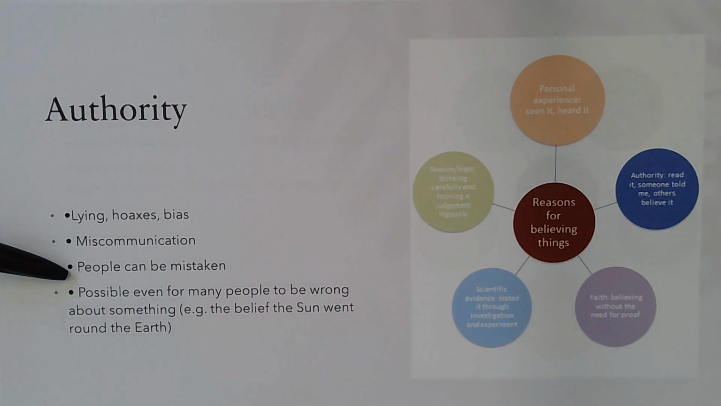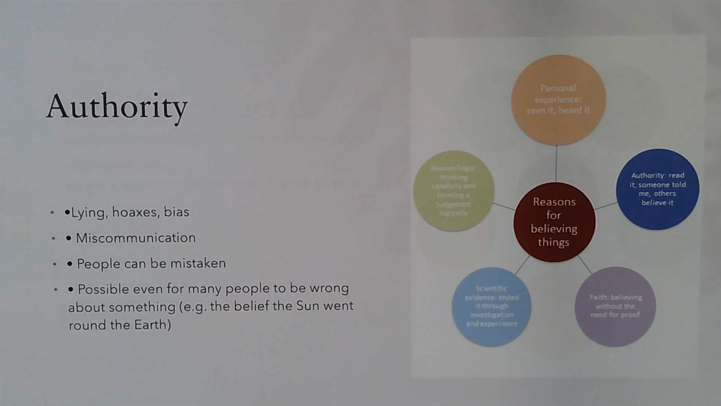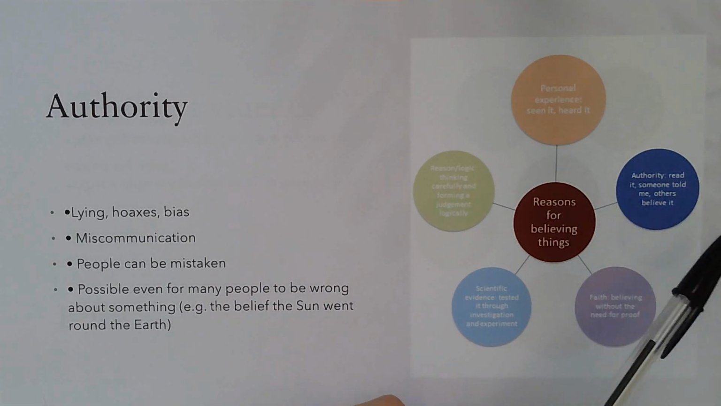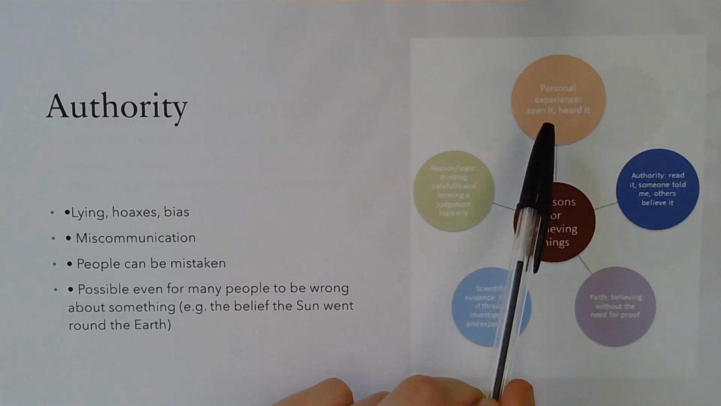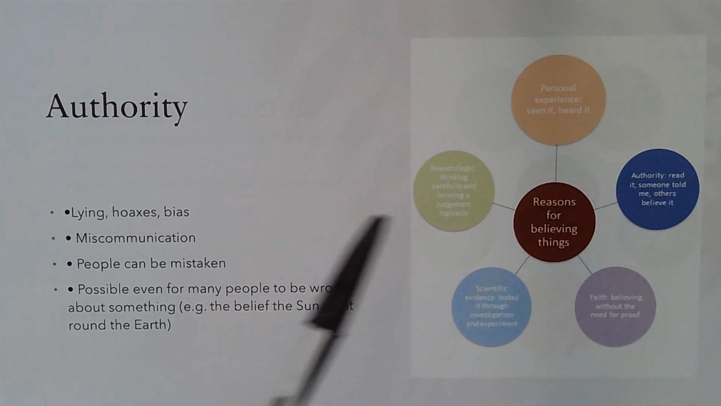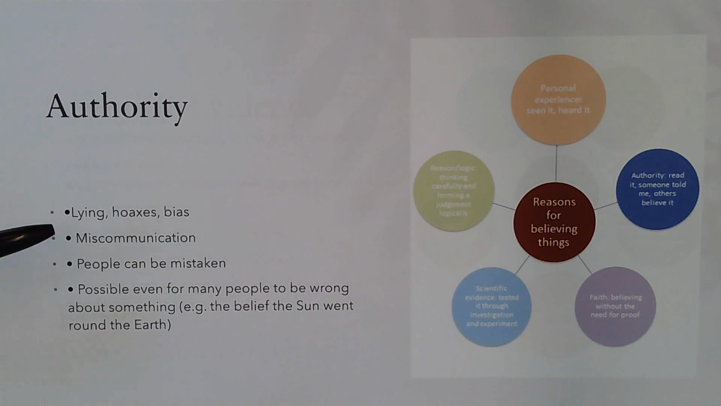Often people could be mistaken. So maybe you have heard something from someone in authority who has had a personal experience, but their personal experience actually didn't lead it to be the truth, which means that what they told you was mistaken. It is also possible for even many more people to be wrong about it, for example, the belief the sun went around the earth, when in fact the earth orbits the sun. So we should be careful, like humanists say, about our reasons for believing things.